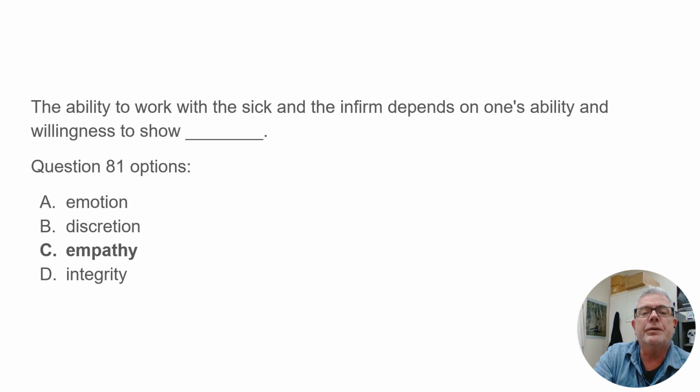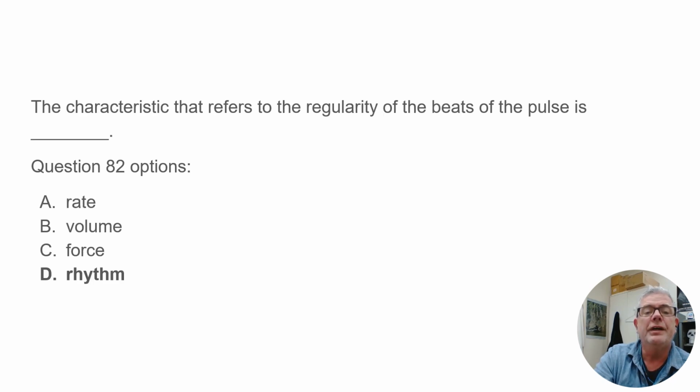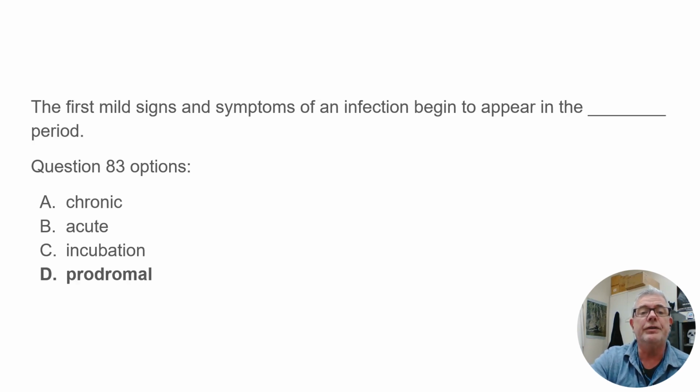The ability to work with the sick and infirm depends on one's ability and willingness to show empathy, putting yourself in that patient's shoes. The characteristic that refers to the regularity of the beats of a pulse is called the rhythm. Is it a regular rhythm where it goes beat, beat, beat, beat, beat, or is it an irregular rhythm where it goes beat, beat, beat, beat, beat, beat, beat, beat? You can tell the difference.